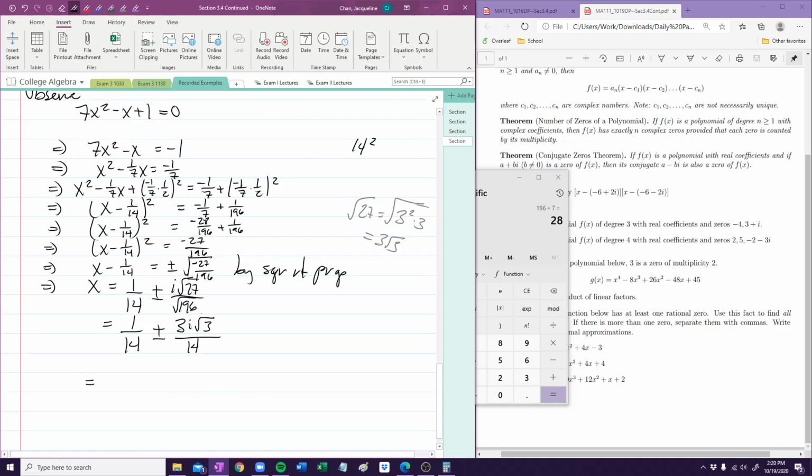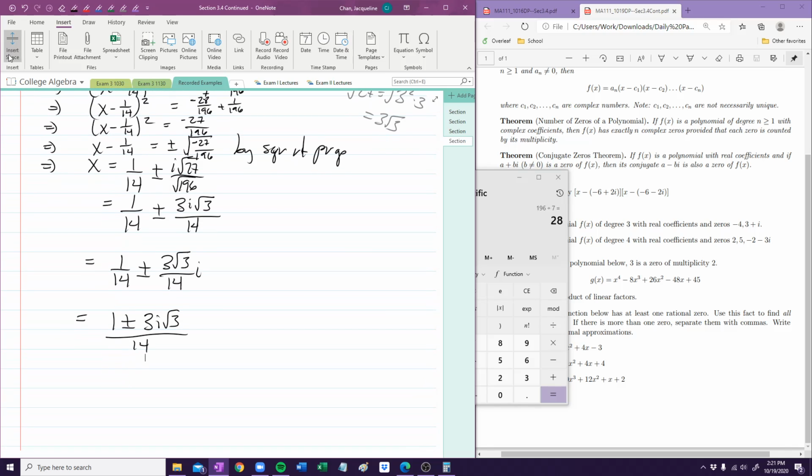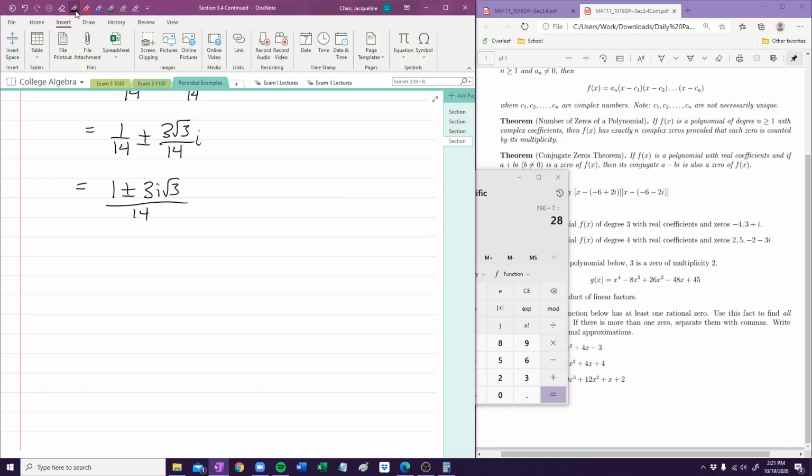Right? So you can leave it like this if you want it in the a plus bi form. Technically, if it's a plus bi, it should be 1/14 plus or minus 3√3 over 14 i. That's the proper form. But if you want to keep it as one fraction, it can also be 1 plus or minus 3i root 3 over 14. I guess it depends how they want you to format it. Yeah. So what are my zeros? My zeros are 1 plus or minus 3i root 3 over 14.